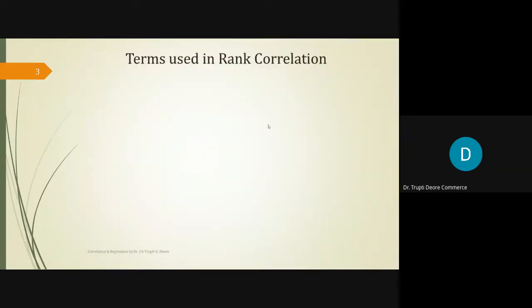So first, let's check out the terms used in rank correlation. We have already seen Karl Pearson's correlation coefficient, which is specifically used for quantitative data. But for qualitative data, such as a singing competition or dancing competition, you have seen that many times in such stage shows there are three judges who give ranks to the participants, and after the completion of the competition, the judges compare their ranks with each other, and after that they declare the results.